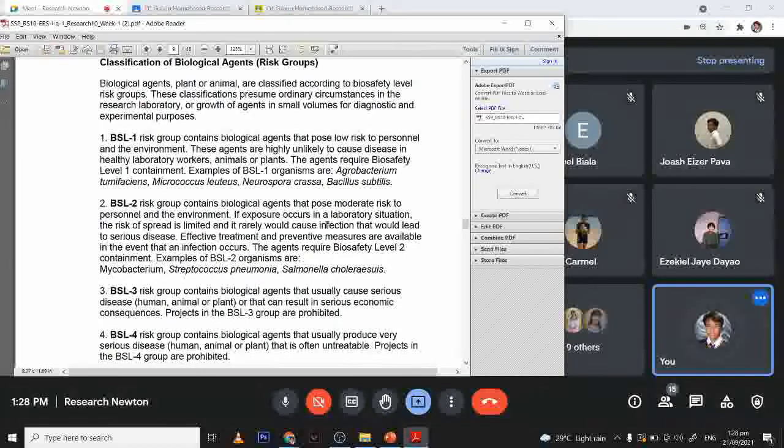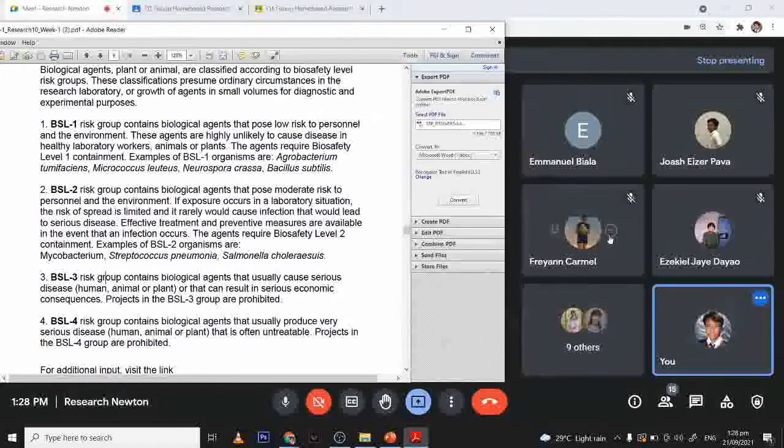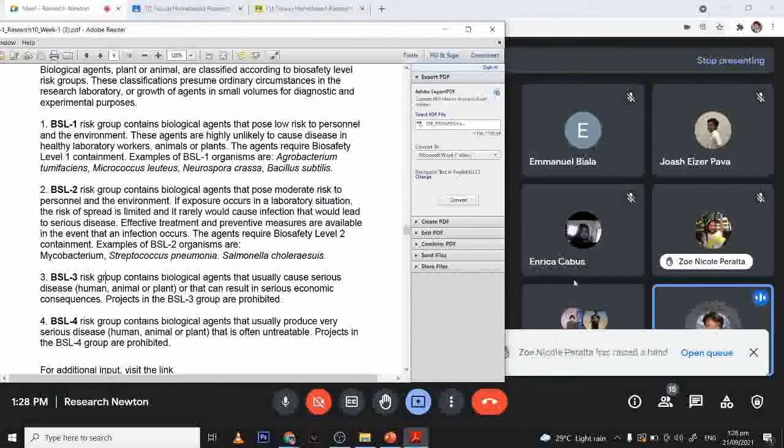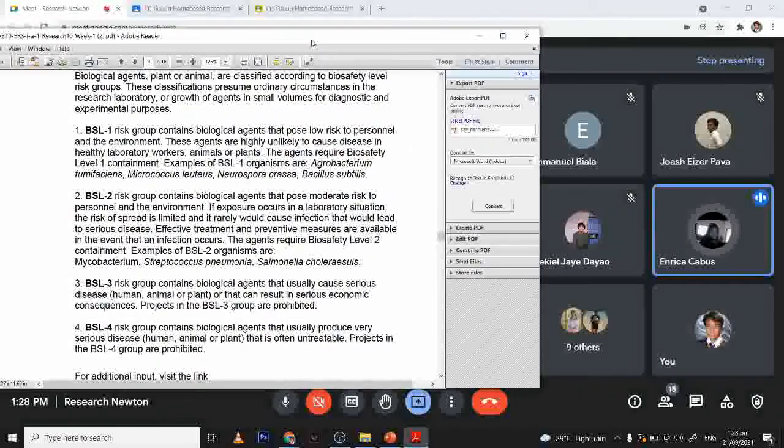So you can still do related work, right? Like the COVID-19 response. But without any direct touch or contact or even testing of the virus itself. So that is possible. Okay? And lastly, we have the BSL-4. Can read. Yes, Nicole. BSL-4 risk group contains biological agents that usually produce very serious disease, human, animal, or plant, that is often untreatable. Projects in the BSL-4 group are prohibited.